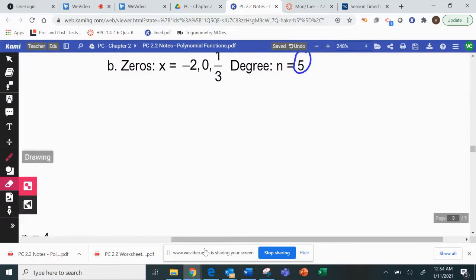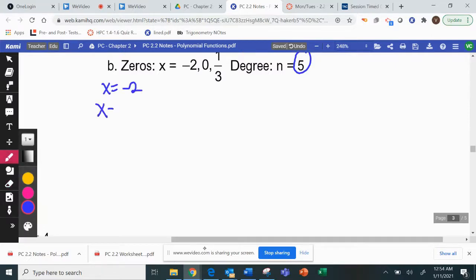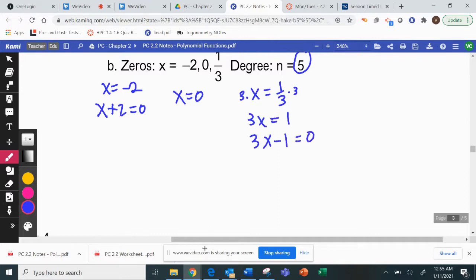So I have x equals -2, so x plus 2 equals 0. I have x equals 0. And then x equals 1/3, which I have to multiply by 3. So 3x equals 1, so 3x minus 1 equals 0.